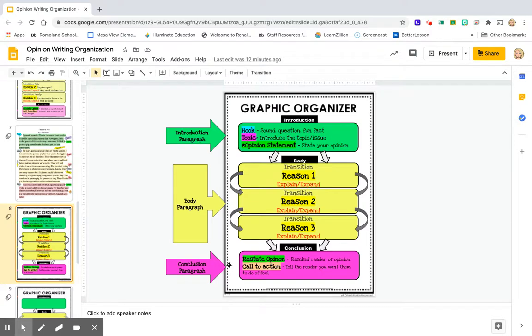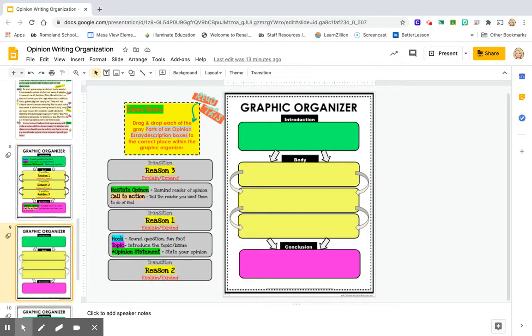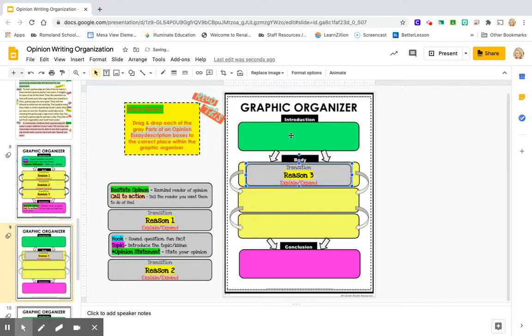Okay, so now that we reviewed this, your assignment for today is a drag and drop. You're going to take each one of these over here, just like we've done in the past, and drag and drop each of these gray boxes to the part of the graphic organizer in which you think they belong. All right, let's go be writers.